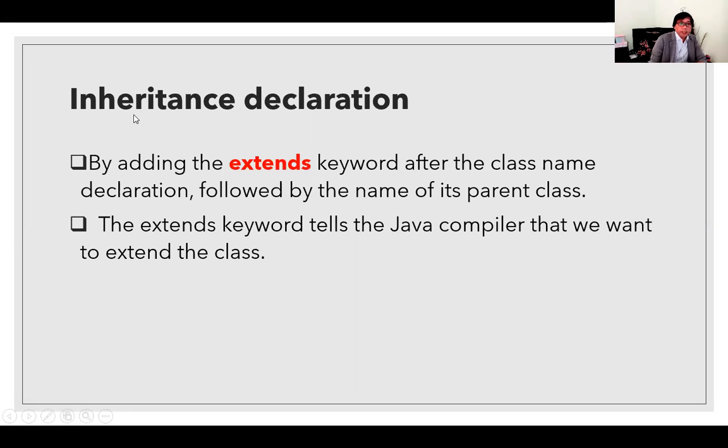So how do we declare inheritance in Java? You can declare inheritance by adding the word extends after the class name declaration, followed by the name of its parent class. The extends keyword tells the Java compiler that we want to extend the class. So it is a very important keyword if you want to create an inheritance declaration. I will repeat again: you use the extends keyword after the class name declaration and then follow it with the parent class.